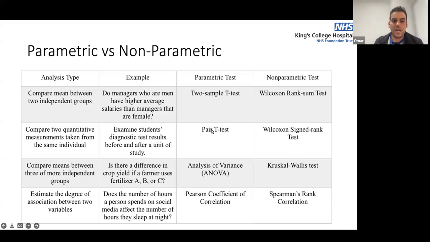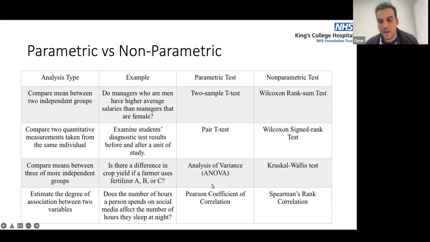A paired t-test is looking at the same individual, but before and after an event. For example, you're looking at a student's diagnostic test results before and after a unit of study. Say you've got an intervention, you want to look at the preoperative and the postoperative patient reported outcome measure for that one patient. You're going to look at the mean before the intervention and after the intervention and see what the difference is. So a paired t-test is the same individual, but a before and after test.